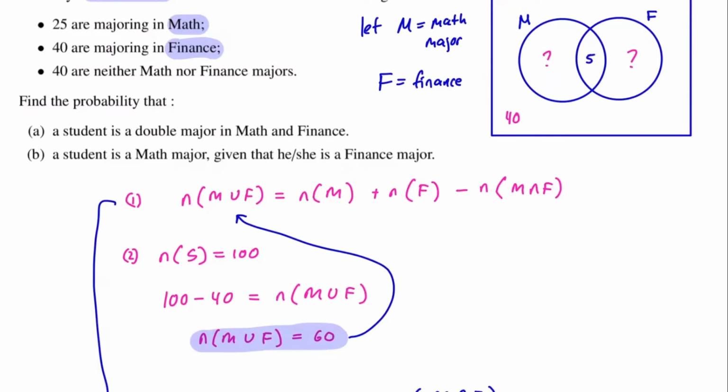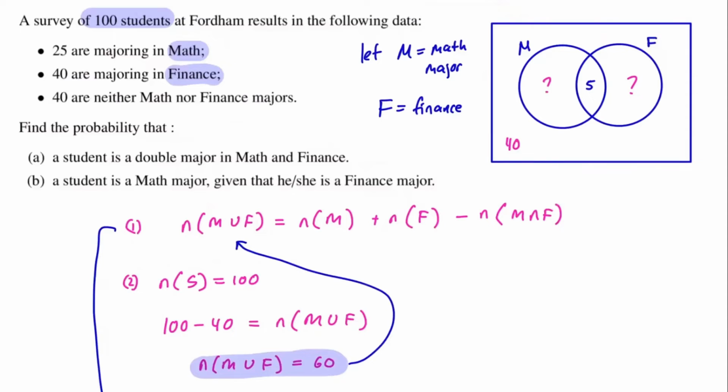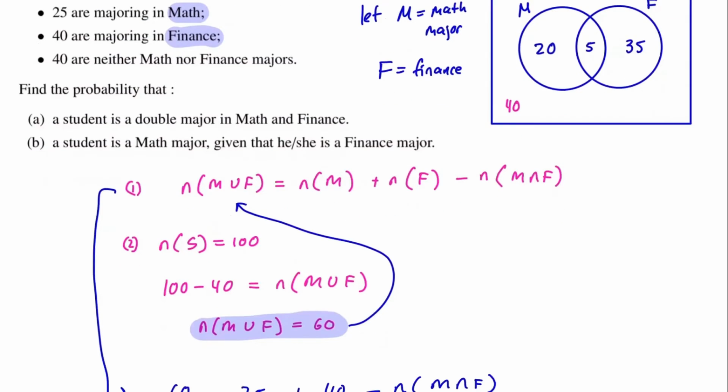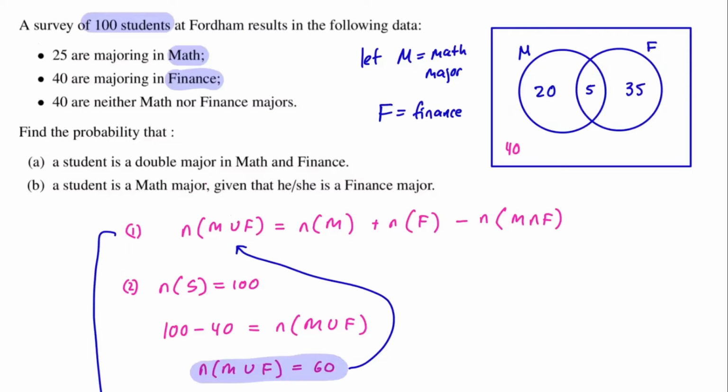Now that we have this, figuring out how much goes in only the M region is very easy, because we just need to subtract 5 from 25. That will be 20, because this entire circle has to be 25. Also, for the F circle, we can subtract the intersection from 40. That would be 35, because their sum has to be 40. All right, that takes care of our information in the Venn diagram. And as you can see, if you add them all up, they should add up to 100. And yes, they do. You can check that.